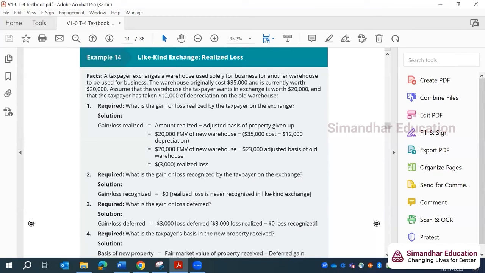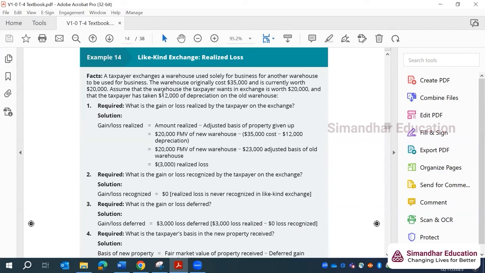The answer to that is yes. What is my adjusted basis in the property that I want to exchange? I bought it for 35. I have taken a depreciation of 12,000. So my adjusted basis is 23,000.